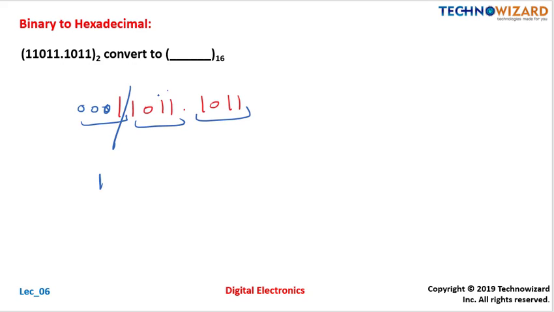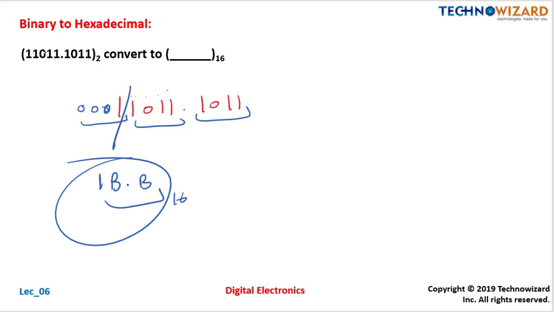1011 is 1, 2, 4, 8: 8 plus 2 plus 1 is 11. Now 11 you can write as B, okay, 0.1011 is also B. So 1B.B is what you can write as the hexadecimal number. You can write this binary number like this, okay.